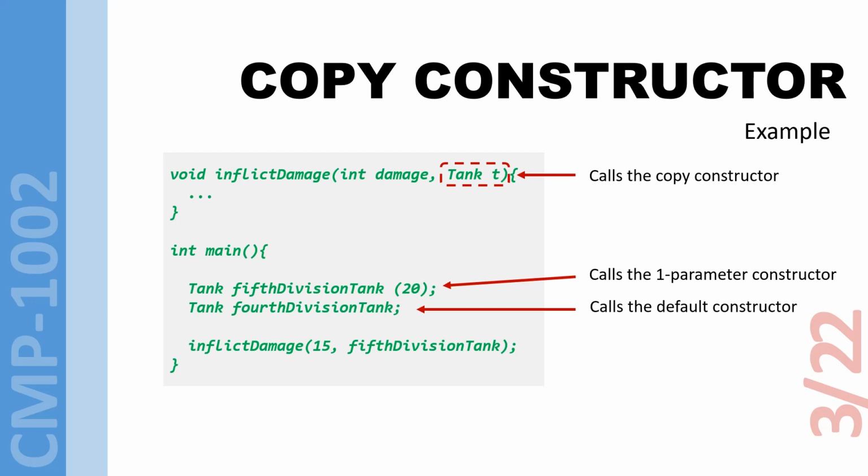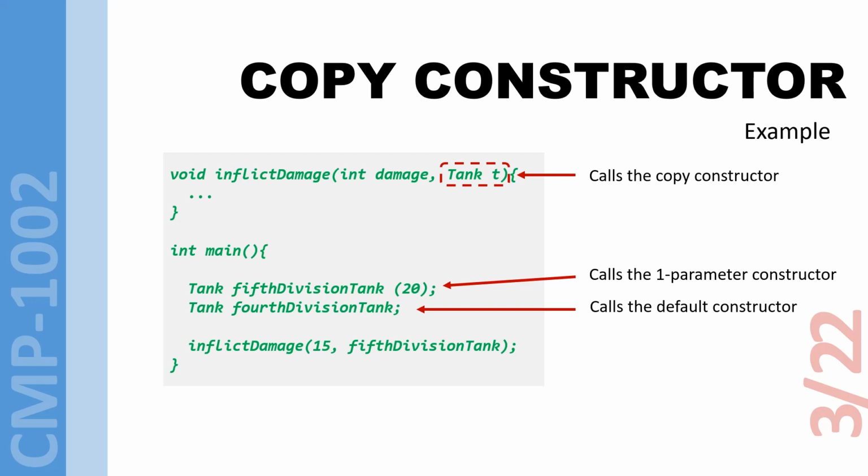So here on the third line, inflict damage 15, 5th division tank, it's going to call by value. It's going to just copy the value of the 5th division tank into another tank object whose name is T. So you are not actually passing the 5th division tank itself, right? So any changes that you have made inside inflict damage will not have any effect whatsoever over the 5th division tank object. But then how does C++ continue?